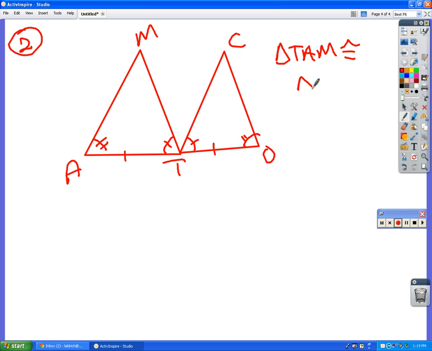All right, so first question is, can you tell that those two triangles are congruent, and if so, how? Yes, by what? Angle, side, angle, because you have an angle and a side and an angle, and an angle and a side and an angle. All right, so those two are congruent by angle, side, angle. So what triangle is triangle TAM congruent to? TOC. All right.